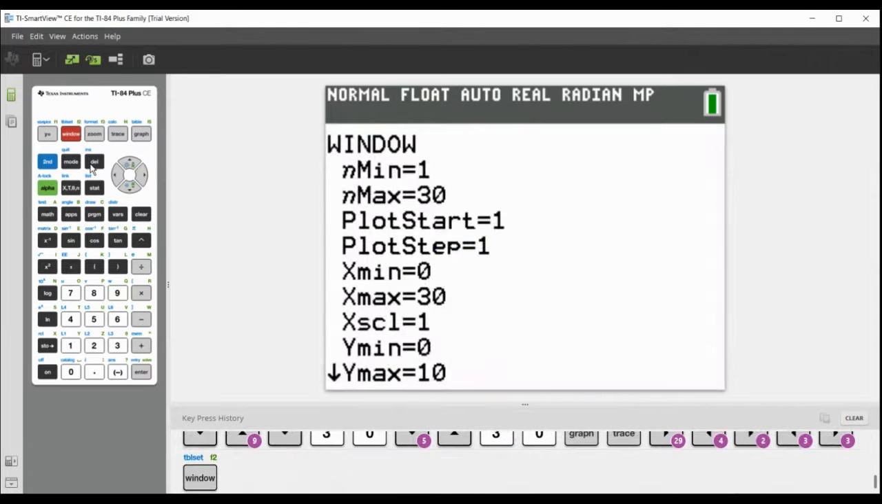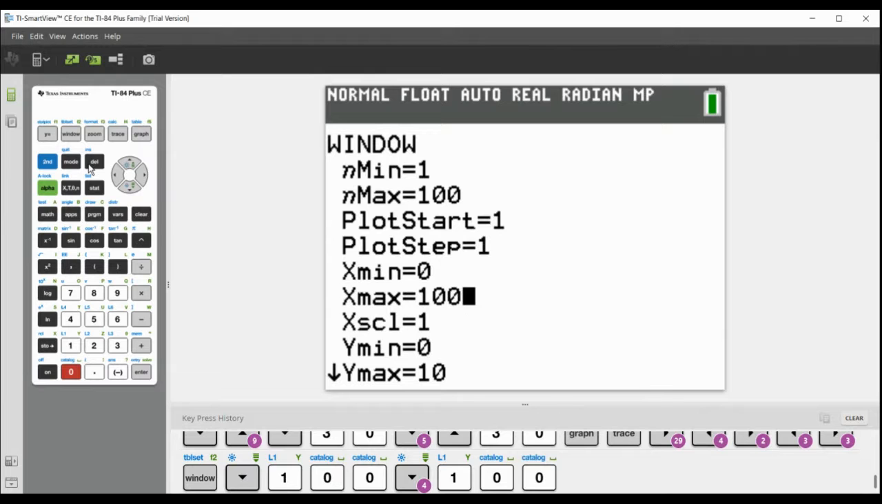So I'm going to go back to window. This time I'm going to do 100 terms of this sequence. In the window for x, I'll go from x min 0 to x max 100 with a scale of 10. It's just like graphing a function. You have to have a reasonable window if you want to see the entire function. Well, I want to see the entire sequence.